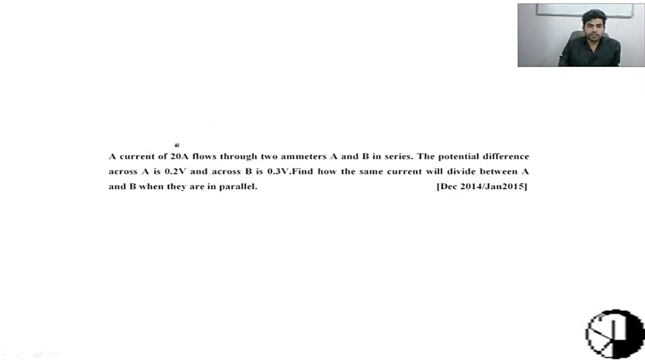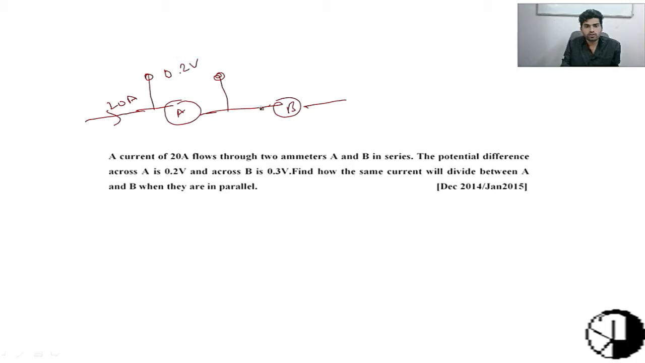Next problem: a current of 20 amps flows through the two emitters, A and B, connected in series. 20 amps is flowing through both the emitters, right? So the voltage across A is 0.2 volts. Voltage across B is 0.3 volts, right? So now we need to calculate how the same current will be divided between A and B when they are connected in parallel.